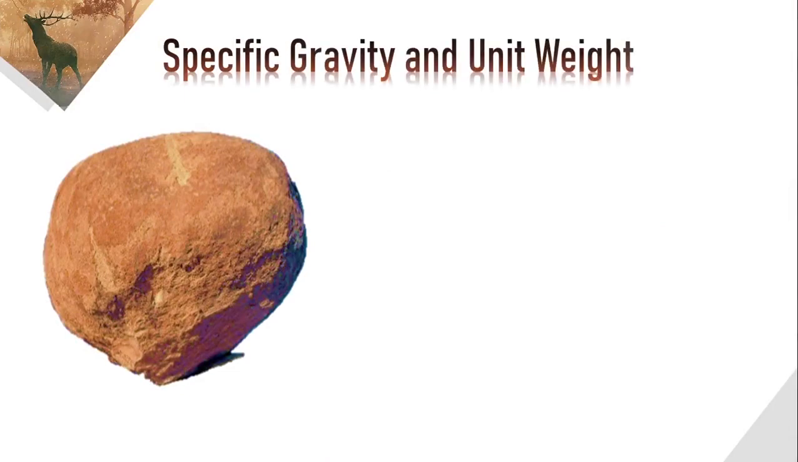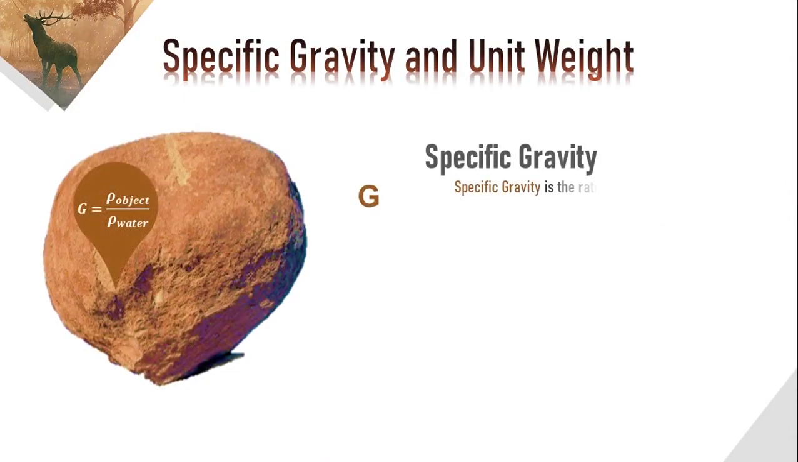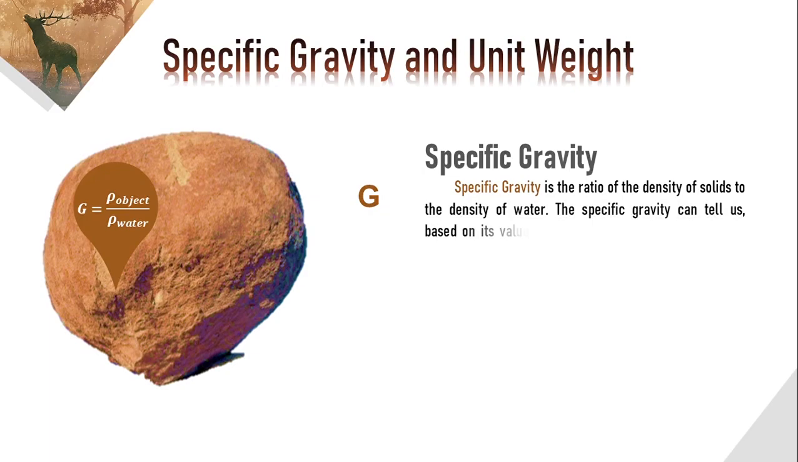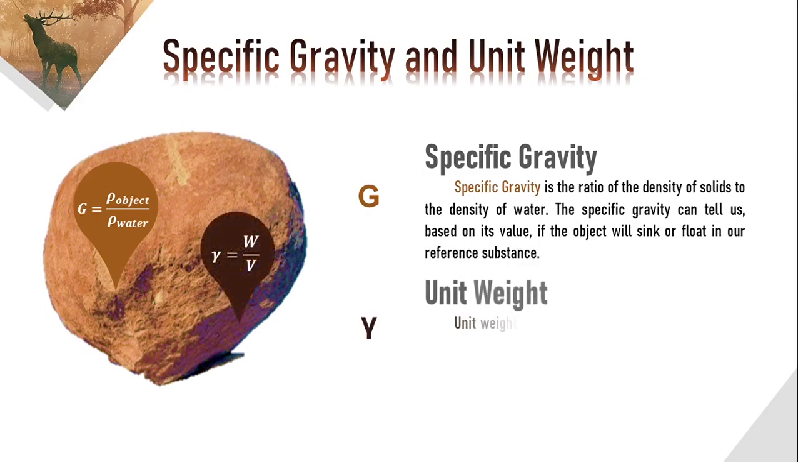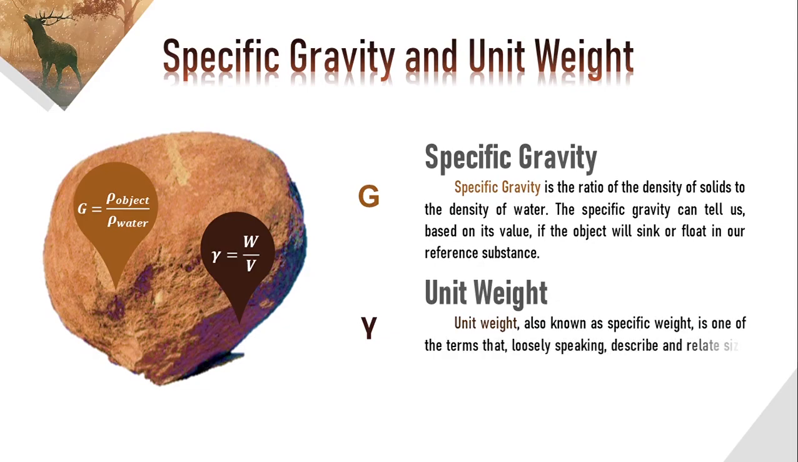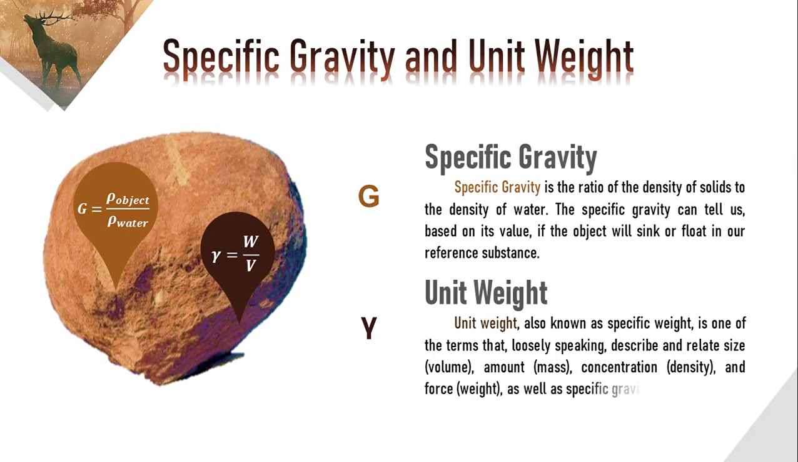Specific gravity and unit weight. Specific gravity is the ratio of the density of solids to the density of water. The specific gravity can tell us, based on its value, if the object will sink or float in our reference substance. Unit weight, also known as specific weight, is one of the terms that, loosely speaking, describe and relate size, amount, concentration, and force, as well as specific gravity.